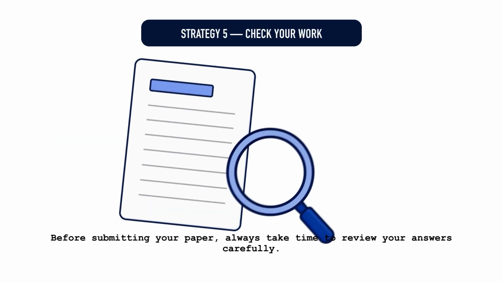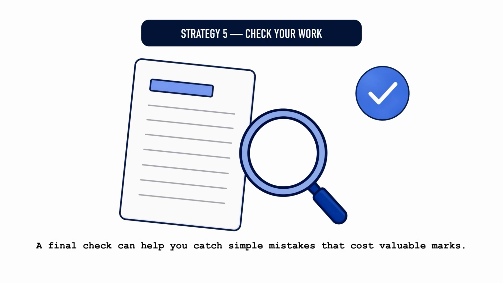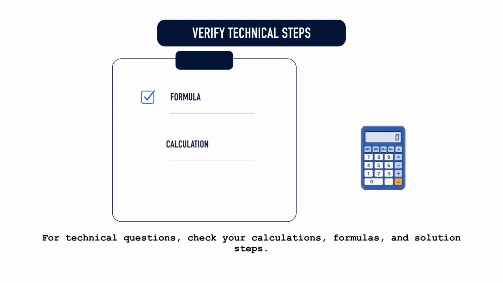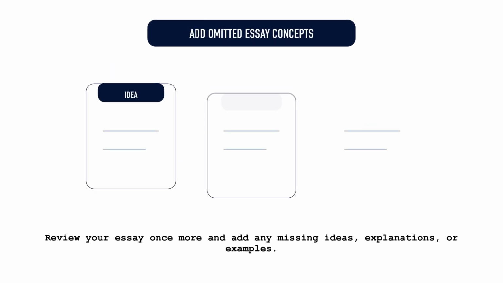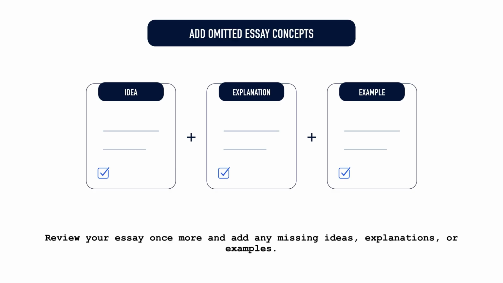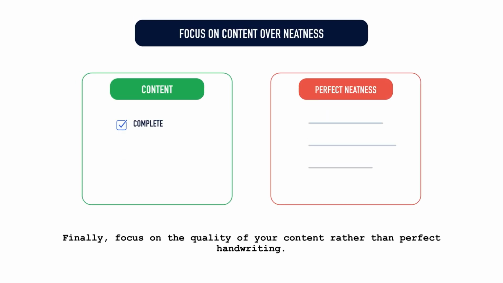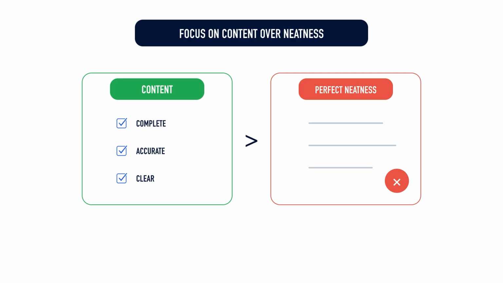Before submitting your paper, always take time to review your answers carefully. A final check can help you catch simple mistakes that cost valuable marks. For technical questions, check your calculations, formulas, and solution steps. Even a small error can affect the final answer. Review your essay once more and add any missing ideas, explanations, or examples. Small additions can strengthen your overall answer. Finally, focus on the quality of your content rather than perfect handwriting. A complete and accurate answer is always more important than a neat presentation.